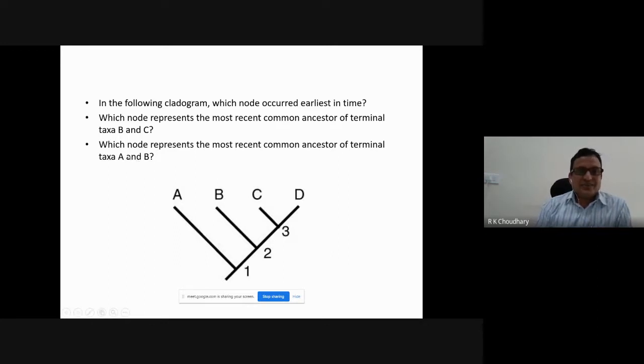Then the third question is: which node represents the most recent common ancestor of terminal taxa A and B? Which node represents the most recent common ancestor of terminal taxa A and B? So this node, we are talking about node 1. This is the most recent common ancestor of terminal taxa A and terminal taxa B.